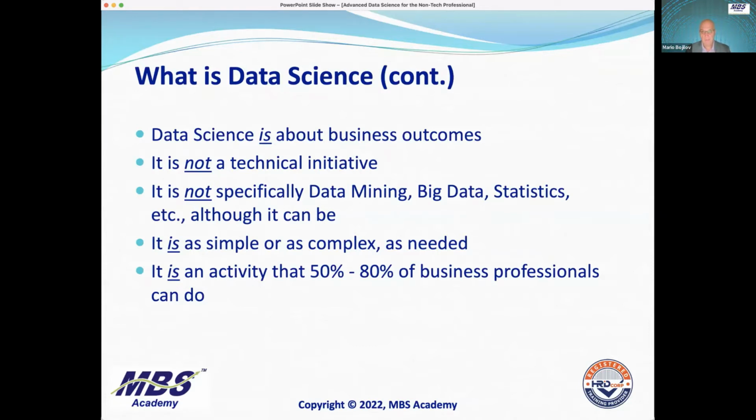It is a business, people need to be involved. When I say business people, I mean people from HR, marketing, accounting, finance, and so on and so on, pretty much any part of the organization. And it doesn't need to be too complex. 50 to 80% of the business people can do it. There are some people who flatly refuse to do it for whatever reason. I've seen those. But generally speaking, most people are okay, and they can do it.